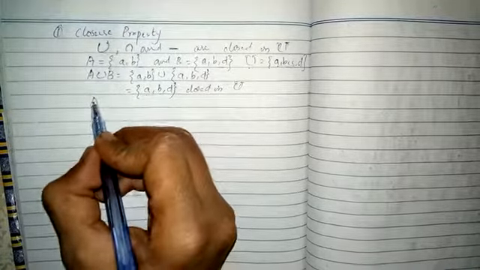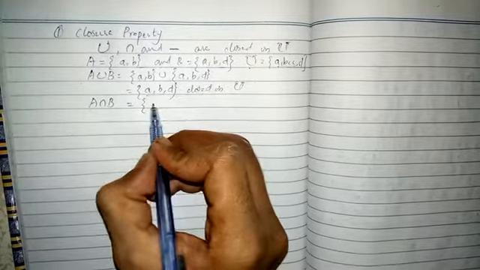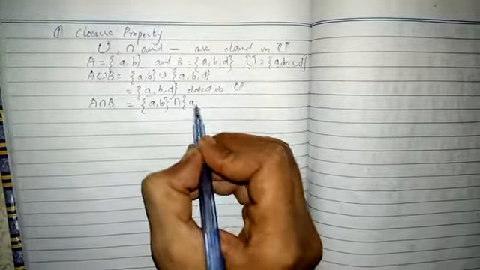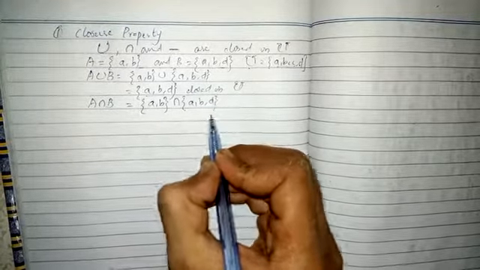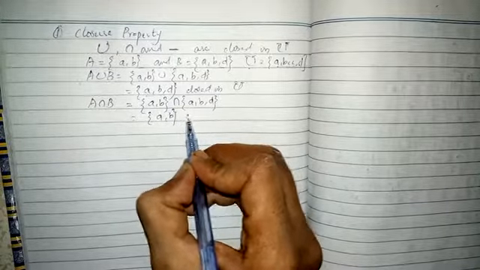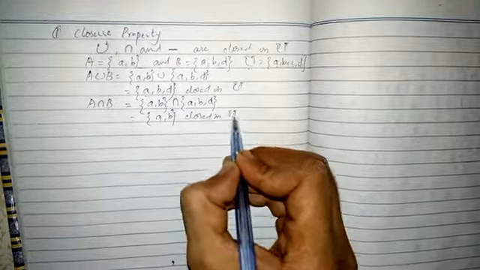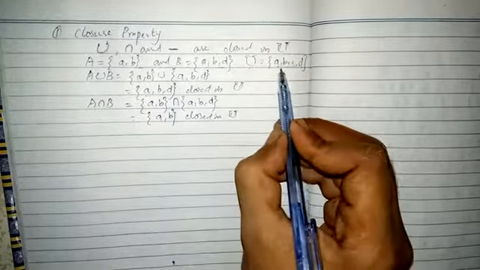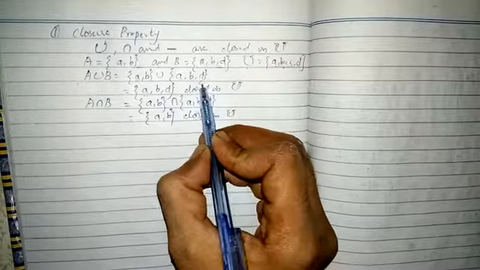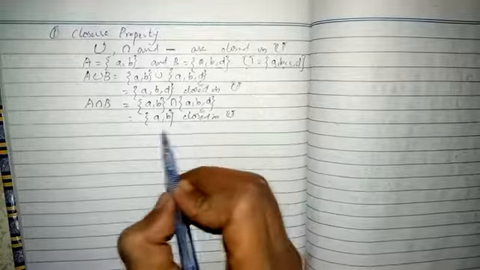Let us talk about intersection. If we find the intersection of A, B with A, B, D, which is set B, it equals A, B, which is also closed in the universal set, because the universal set also contains A and B. Closed means they will always be subsets of the universal set.